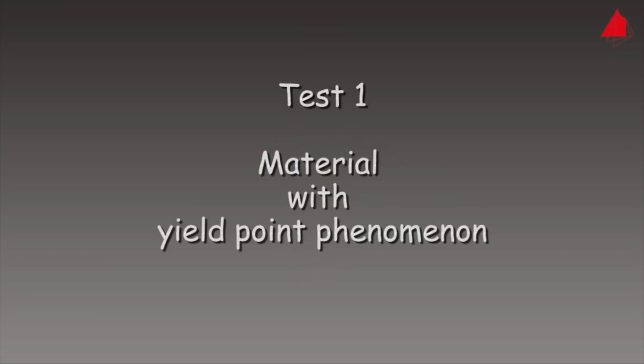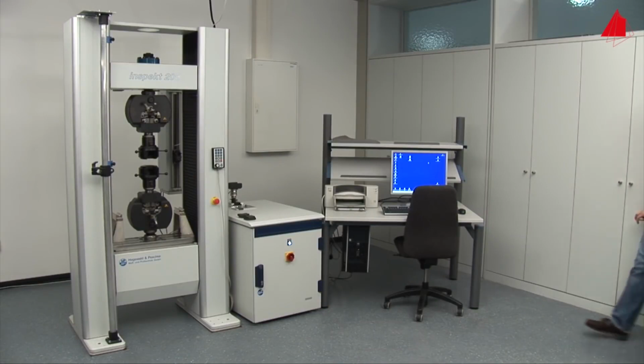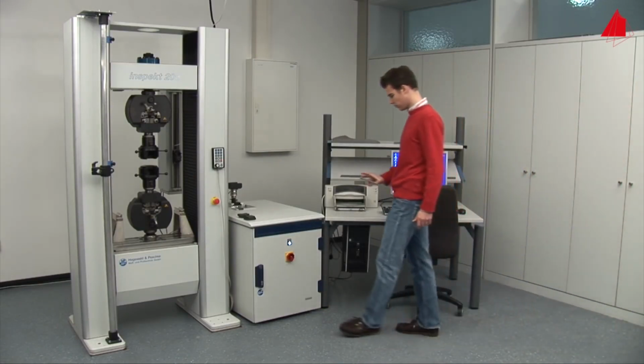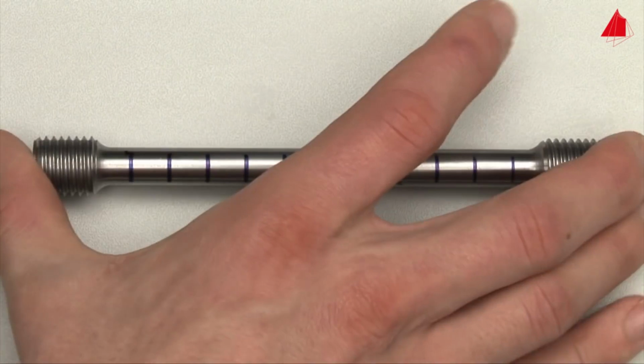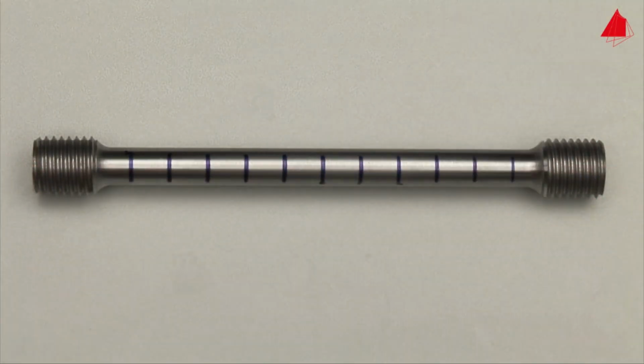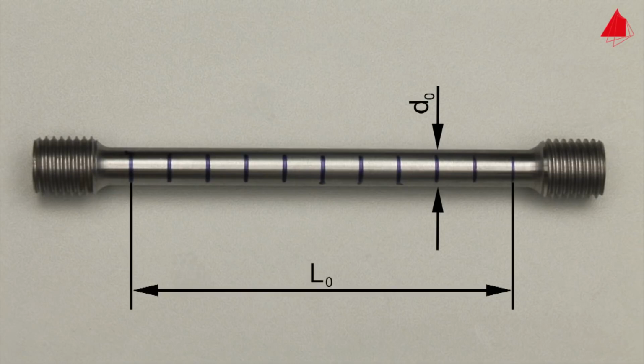The tensile test. First test, material with yield point phenomenon. In the first tensile test, a plain carbon steel with yield point phenomenon is to be tested. This is the test piece. It has a cylindrical test region with an original diameter of 10 mm and an original gauge length of 100 mm.